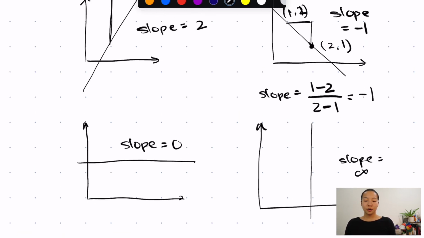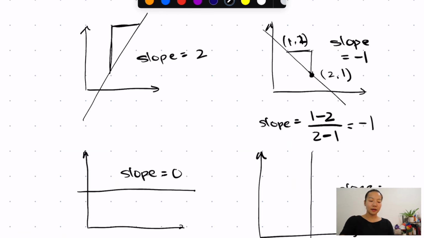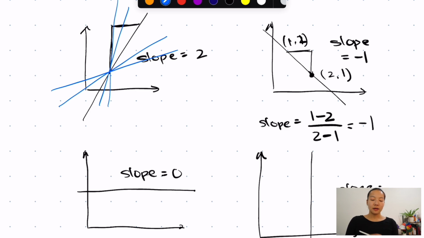Right? So the gist here is that the steeper this line is, the bigger the slope is going to be. And the shallower the line is, the closer to 0 that slope is going to be. Anything that goes up this way is going to be a positive slope, and anything that goes this way is going to be a negative slope. So that's a slope of a line.